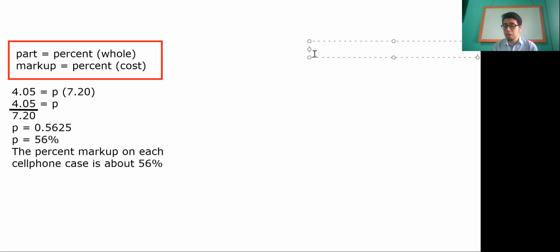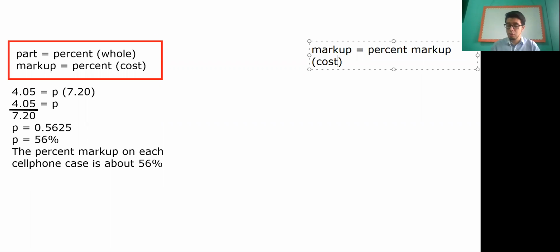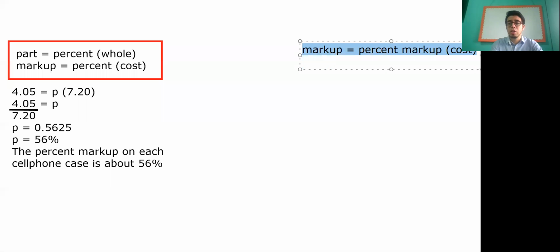We need to find this using the percent equation. So I'm going to write the equation in here. Markup equals percent markup multiplied by the cost, the original cost we have for the product. So then what are we going to have in here? I'm going to replace and obtain the markup.